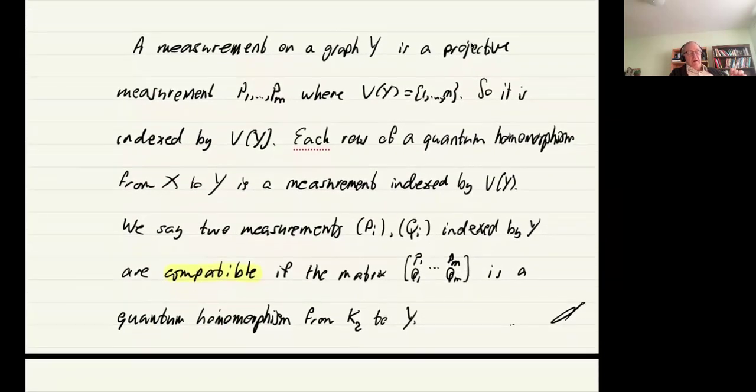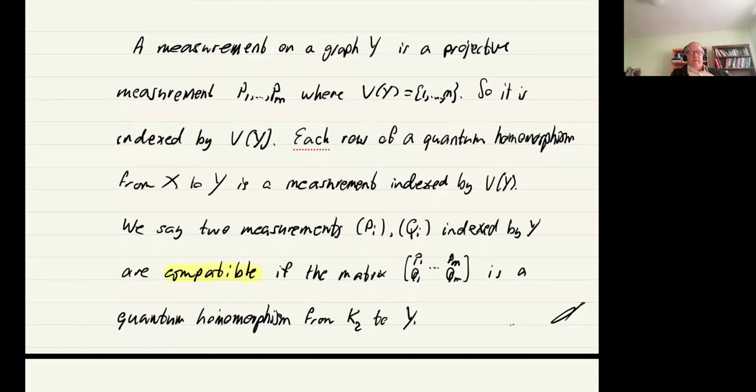So now, as a minor variation, I had a measurement just with an arbitrary index set. In the case that I'm concerned about, the indices would be the vertices of a graph. So this is just saying the measurement on a graph Y. It's a predictive measurement where the indices are the vertices of Y. Now, each row of a quantum homomorphism from X to Y is a measurement indexed by the vertices of Y.